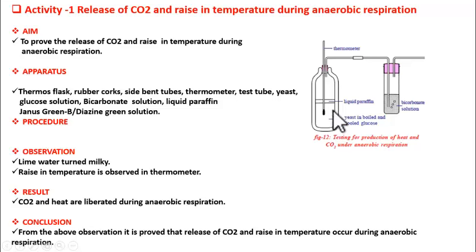So carbon dioxide released during anaerobic respiration is passed through this delivery tube and it turns bicarbonate solution into a milky liquid. Got it? Next, the heat released will raise the thermometer reading. Initially let it be T1 and finally it is T2. T2 will be greater than T1. Got it, students? Now, so these are the observations.